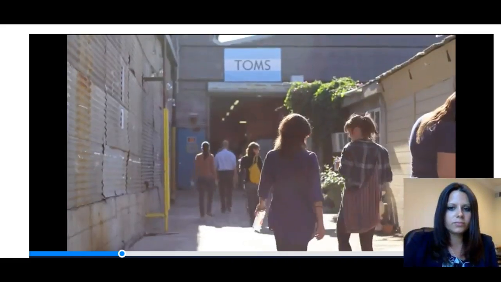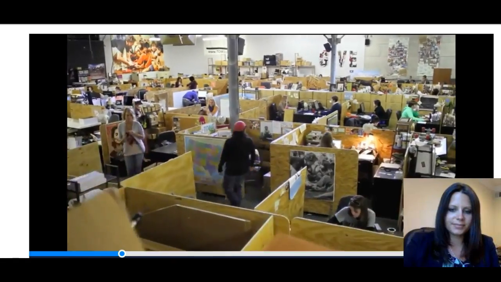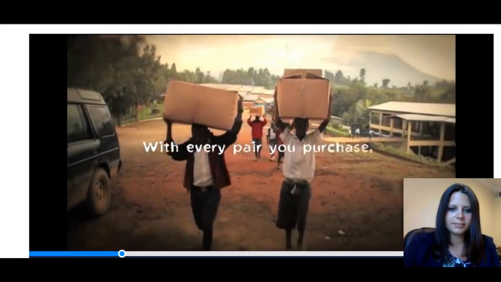What if I started a shoe company, and every time I sold a pair of shoes, I gave a pair away? And that way, as long as I continue to keep selling shoes, these kids will have shoes for the rest of their life.